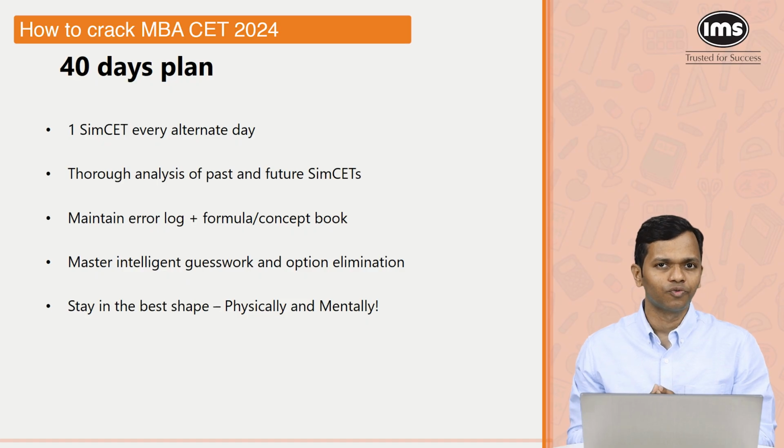The fourth thing that I want you to focus on is mastering intelligent guesswork and option elimination. A lot of times in CET, you will encounter questions wherein you don't really have to solve the entire question. You just need to figure out what is the right answer by doing some sort of option elimination. For example, a question wherein all values are multiples of 7, and you look at the options and then you realize there's only one multiple of 7, which could probably be the answer. So you'll have to master a lot of these techniques. So whenever you're solving questions at home and you're taking SimCETs, try to do option elimination to figure out or at least narrow down the options and figure out the most appropriate answer that way.